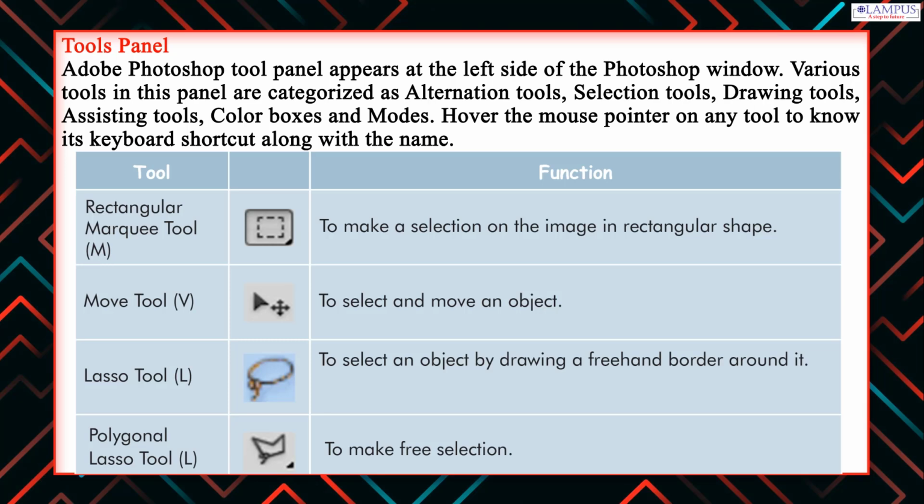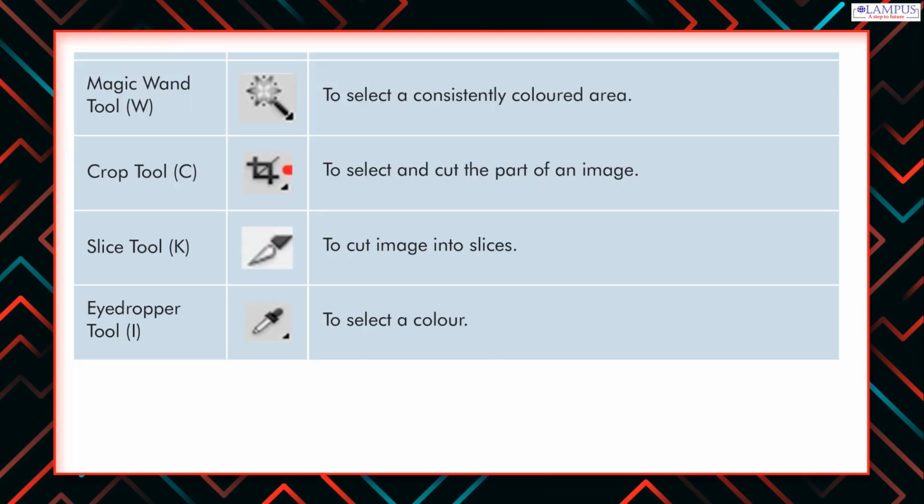Lasso tool, L. To select an object by drawing a freehand border around it. Polygonal lasso tool, L. To make free selection. Magic wand tool, W. To select a consistently colored area. Crop tool, C. To select and cut the part of an image. Slice tool, K. To cut image into slices. Eyedropper tool, I. To select a color.